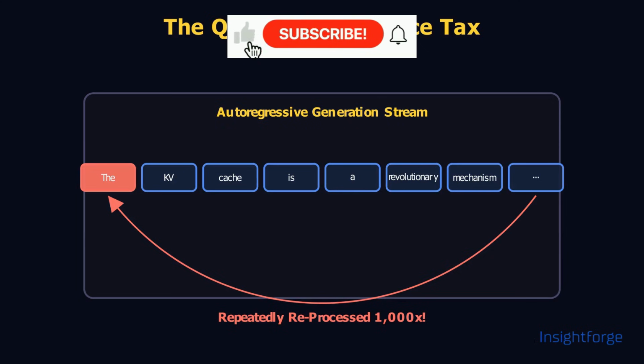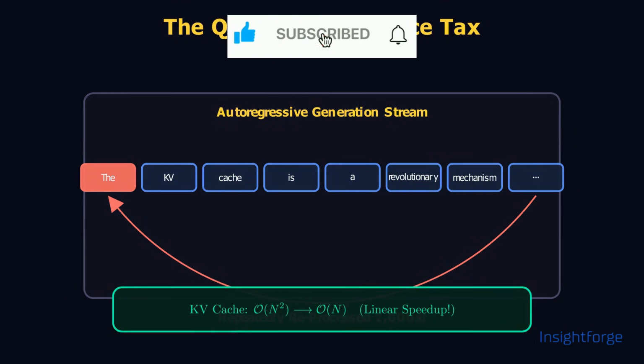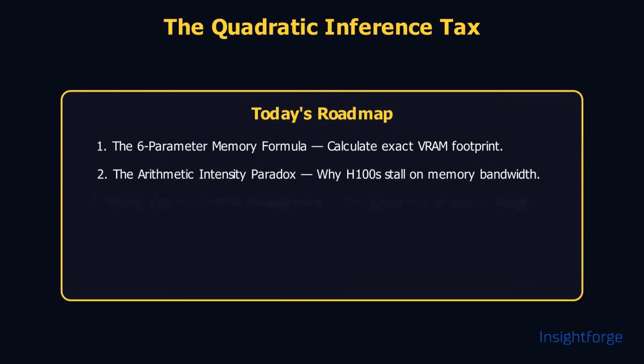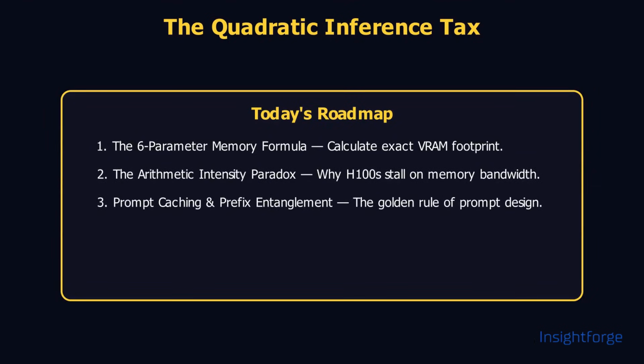But there is a hidden mechanism that changes everything, dropping this repeated work from a quadratic nightmare to a clean, linear flow: the KV cache. Today, you will master the exact 6-parameter formula that governs its size, look at why an H100 can still feel agonizingly slow, and discover why prompt caching only works from the very beginning of your input.